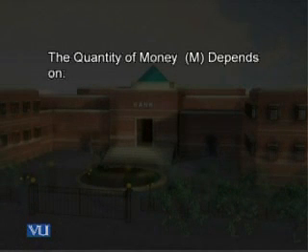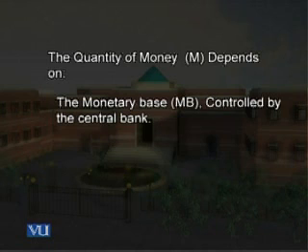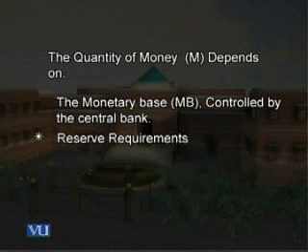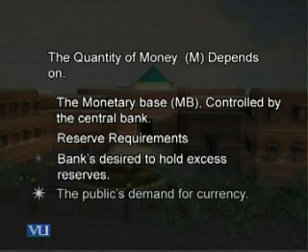Now we look at the quantity. The quantity of money M depends on three things: the monetary base, which is controlled by the central bank; reserve requirement, which again is controlled by the central bank; banks' desire to hold excess reserve; and the public's demand for currency. कि अभी इसी एक्सप्रेशन से जिसमें हमने कहा कि M is equal to C over D plus 1 divided by C over D plus RD plus ER over D times the MB.